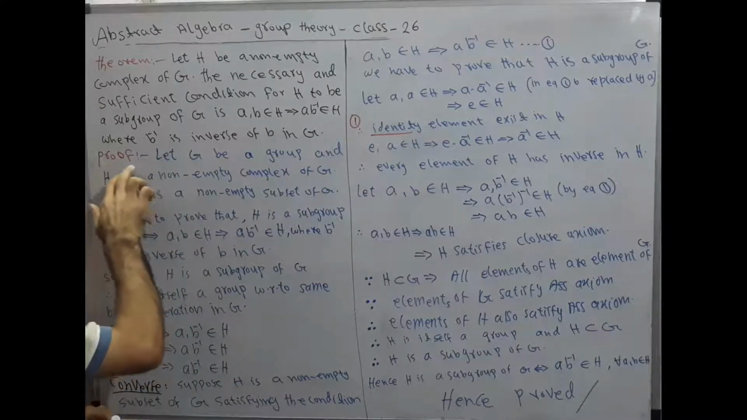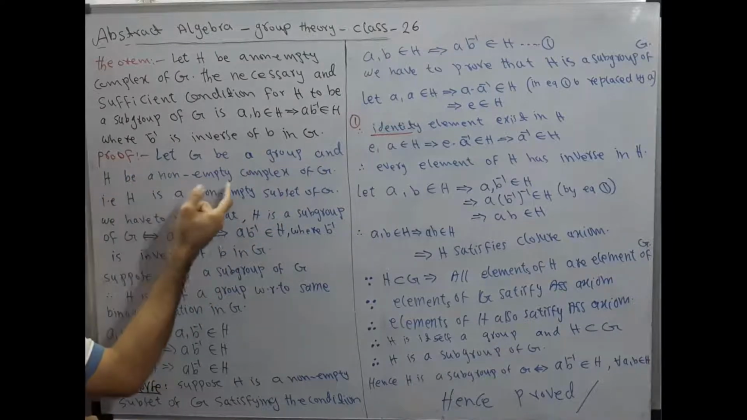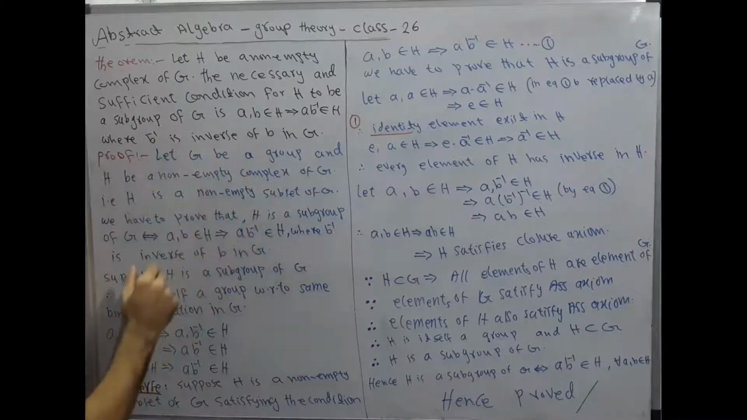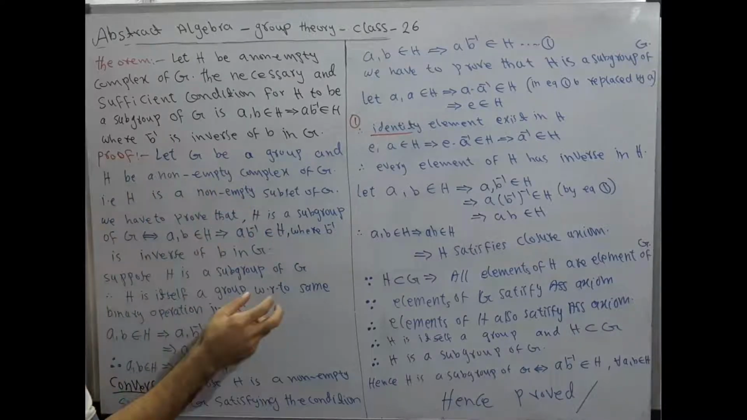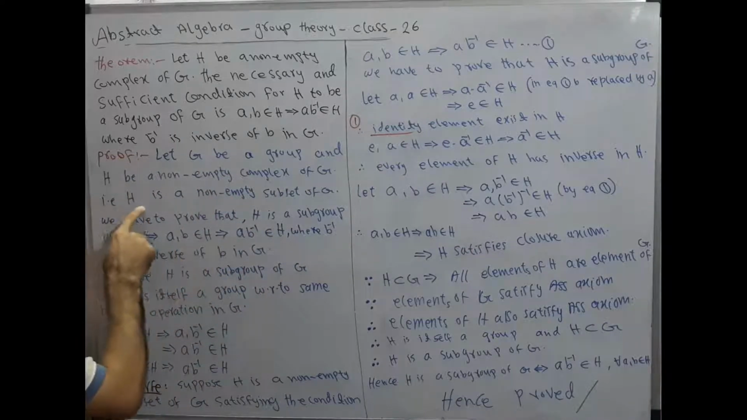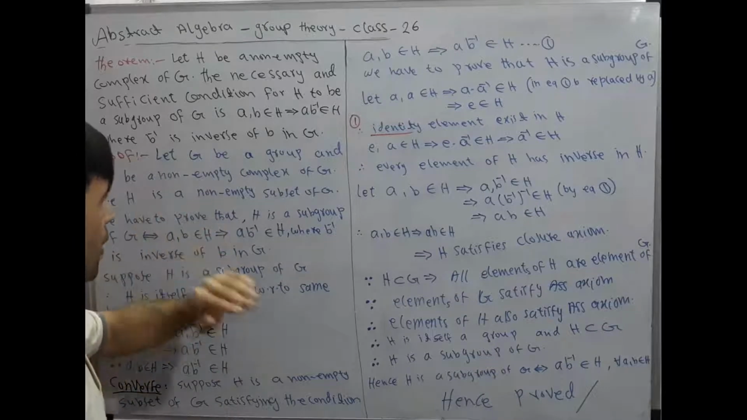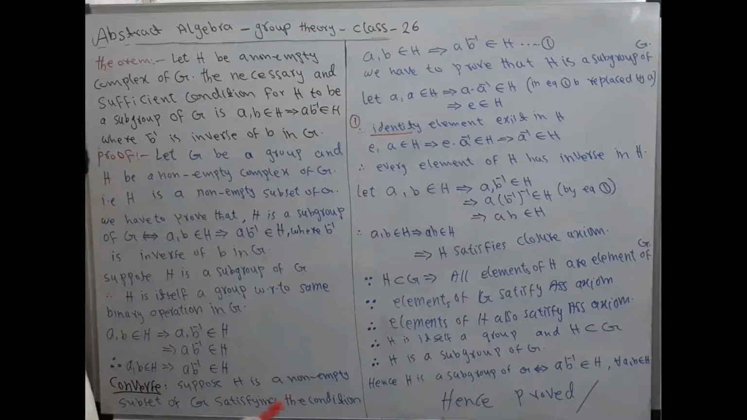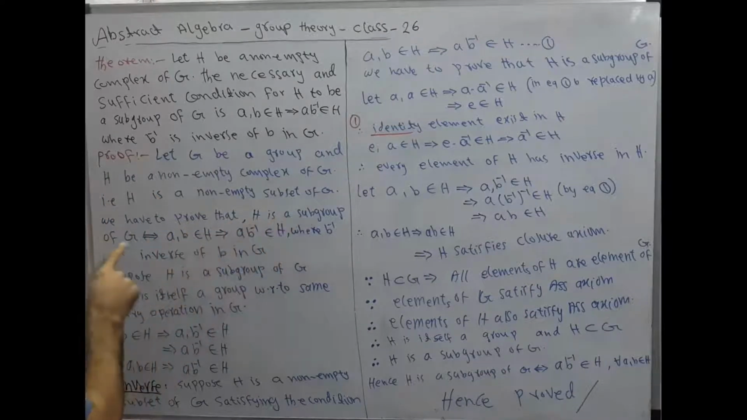Let us prove the theorem. Proof. Let G be a group and H be a non-empty complex of G, as given in the theorem. That is, H is a non-empty subset of G. Complex means subset. If a set is a subset of another set, the first set is a complex of the second set. We have to prove that H is a subgroup of G.